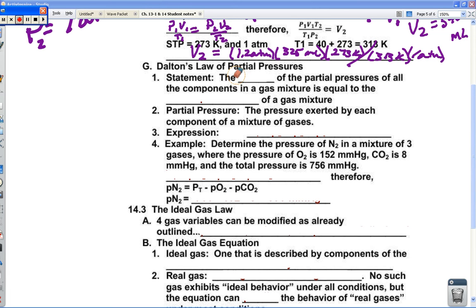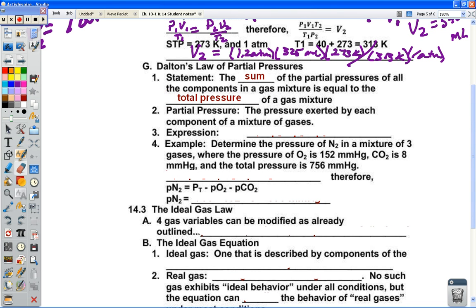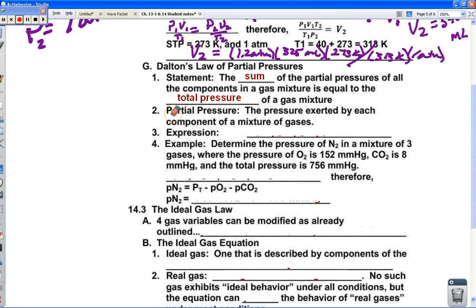Statement. The sum. What does sum mean? Means you add them all together. The sum of the partial pressures of all the components in a gas mixture is equal to the total pressure of a gas mixture. Okay, so you may be asking yourself, what's partial pressure? I'll tell you. Partial pressure is the pressure exerted by each component of a mixture of gases.